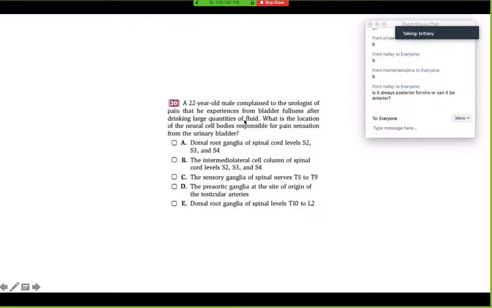Okay, a 22-year-old male complained to the urologist of pain that he experiences from bladder fullness after drinking large quantities of fluid. What is the location of the neural cell bodies responsible for pain sensation?